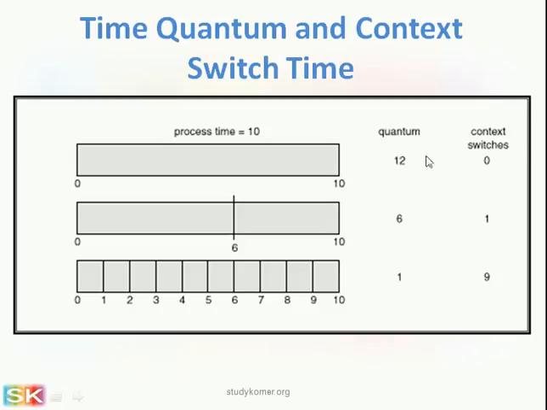So this is how when you increase your time quantum value, your context switch decreases and hence context switch time also decreases, but your system is going towards FCFS scheduling policy, right?